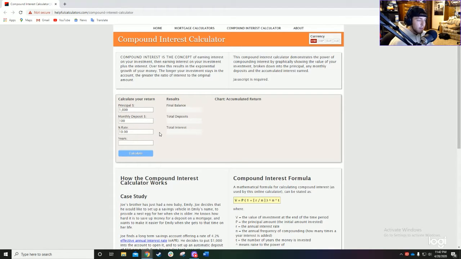Again, that number can be different, but for the sake of this example, we're going to use 10%, and I'll explain the S&P 500 in future videos, but again, we want to keep it just compound interest here. So you have $1,000, your initial investment, $100 a month at 10%. Now the time is what's going to matter here.